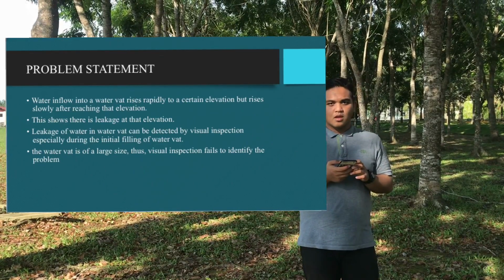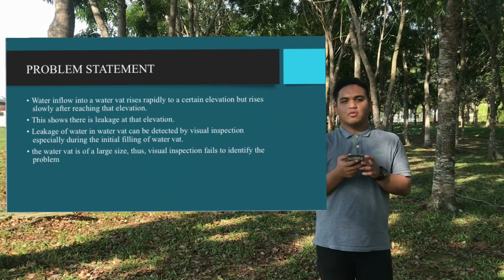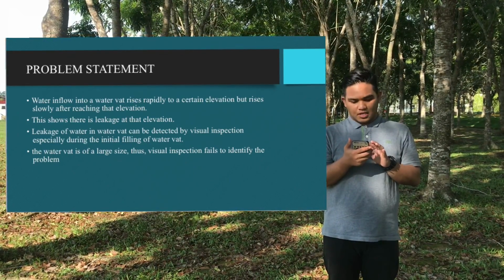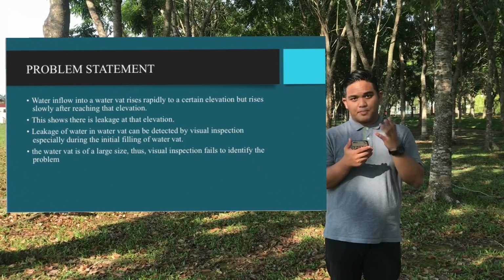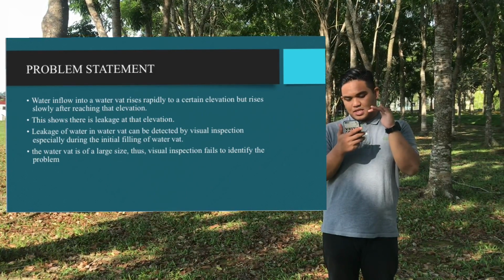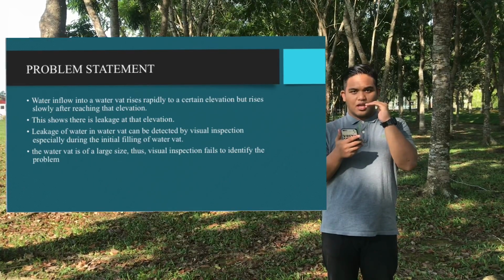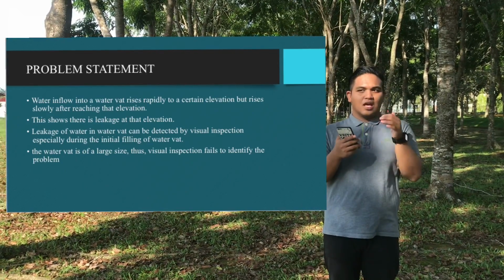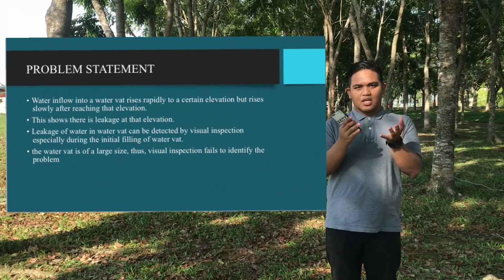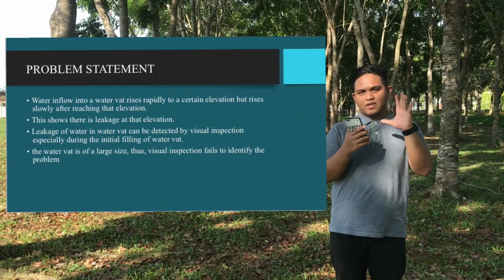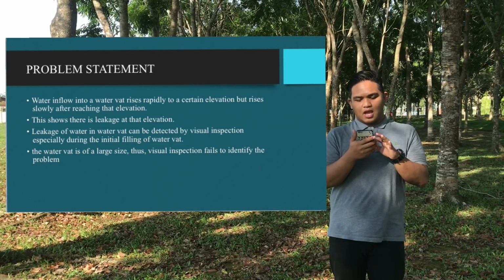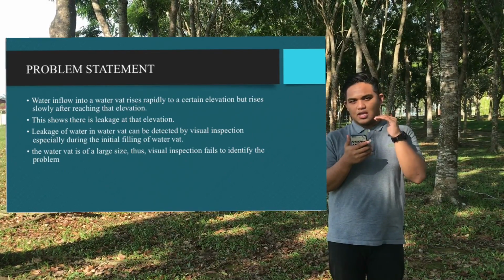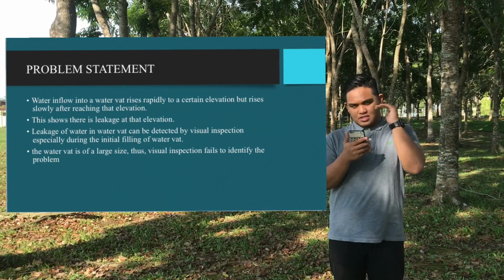We discuss that we put the water into the septic tank, so the water rises rapidly but it rises slowly after reaching that elevation. This means the septic tank has a leakage at a certain elevation, because the water rises rapidly up to a certain elevation and slowly after reaching it.